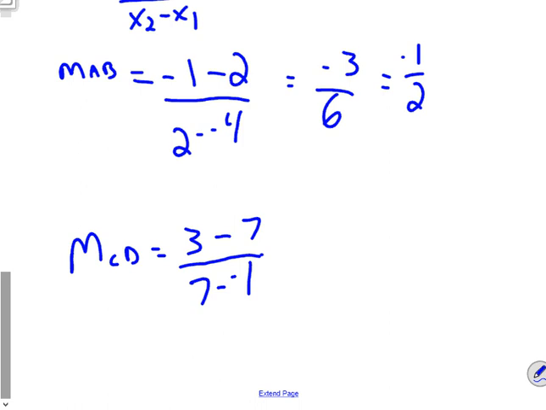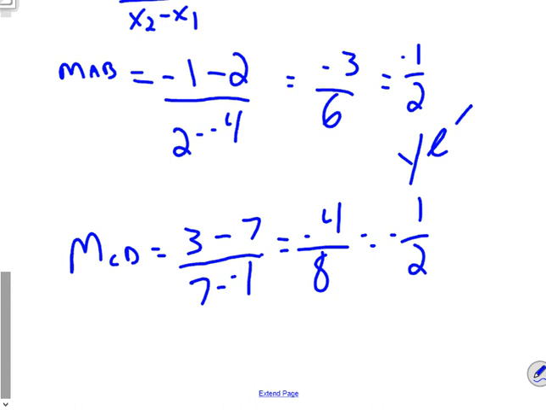3 take away 7 is -4. 7 take away -1 is 8. Boom. Are they parallel? Yes. Right? Not so bad. You just figure them out. You just got to see if they're the exact same. Okay?